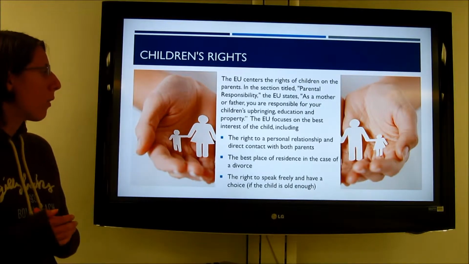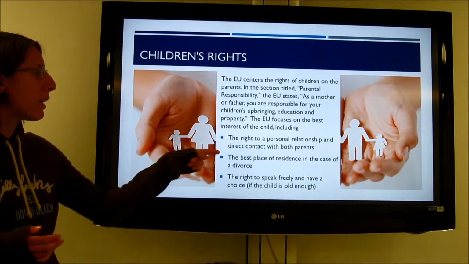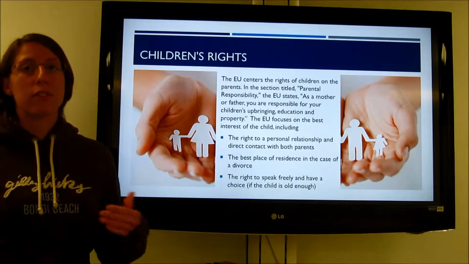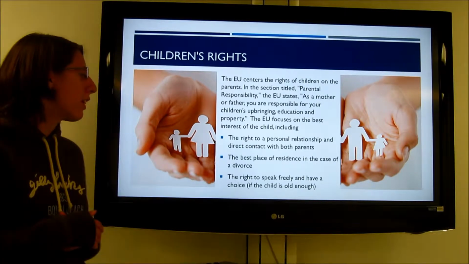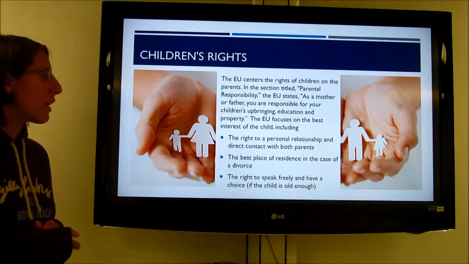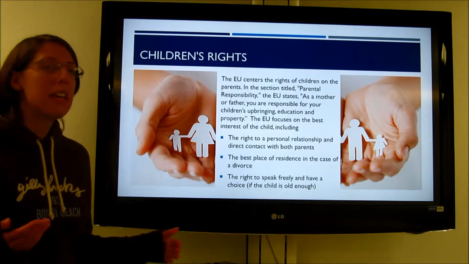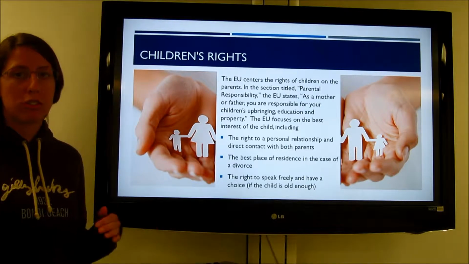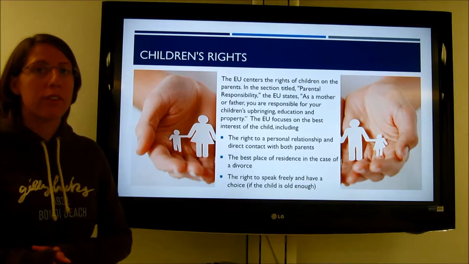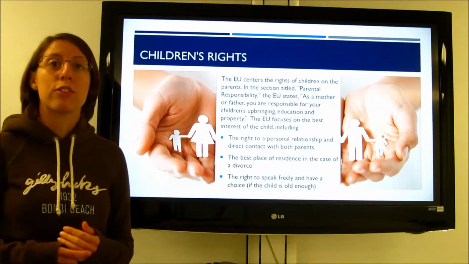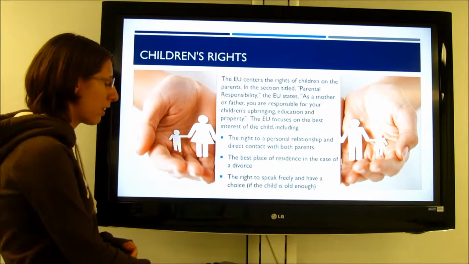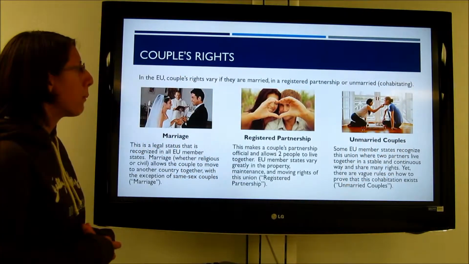It's also that they look to see what the best place of residence would be in case there was divorce in the family and the children have to go with one parent or the other. The final thing they mentioned is the right to speak freely and have a choice, if the child's old enough to make some decisions in the area. The children do have a lot of rights, and they seem to have a high respect and high concern for them in the EU. This also continues for couples' rights.